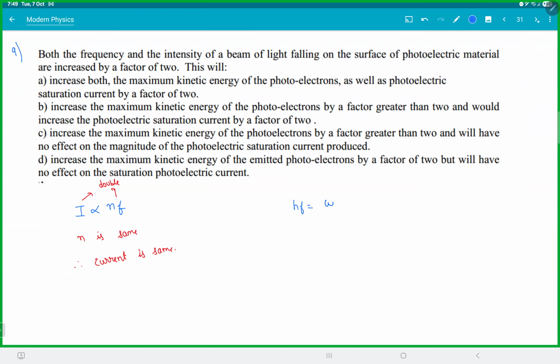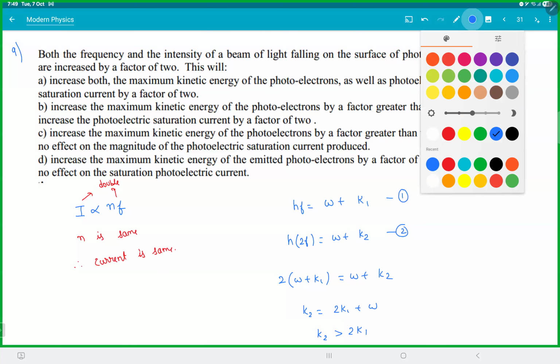So hf is equal to work function plus kinetic energy K1. Then if you double the frequency, this will be h into 2f is equal to work function plus K2. If you substitute here, this will be 2 times (W plus K1) is equal to W plus K2. We get K2 will be 2K1 plus W. This is what I was saying: you'll always get more than double here.